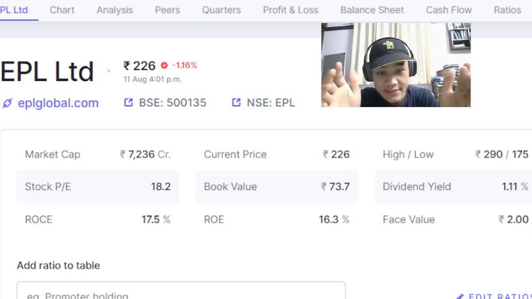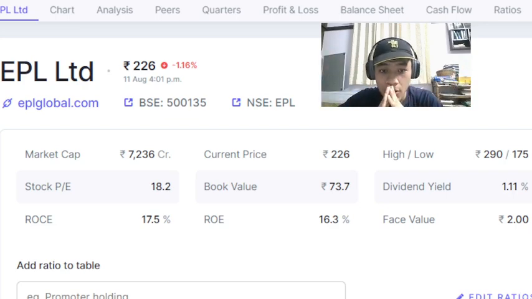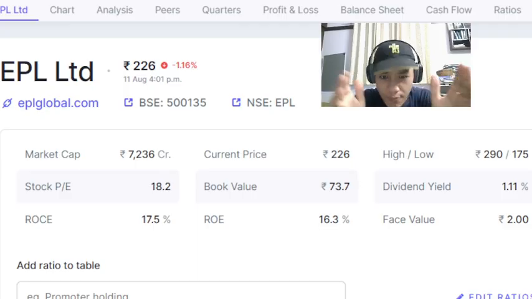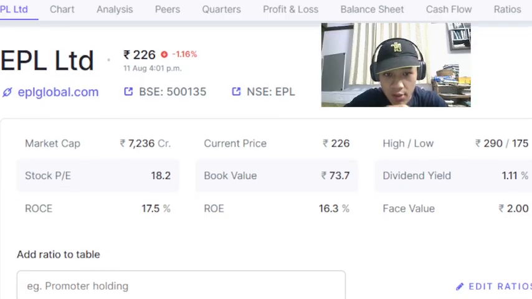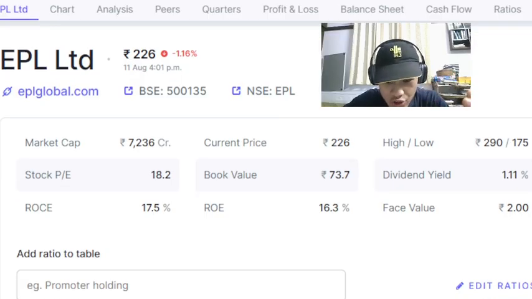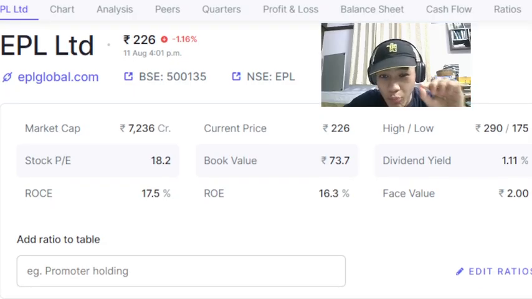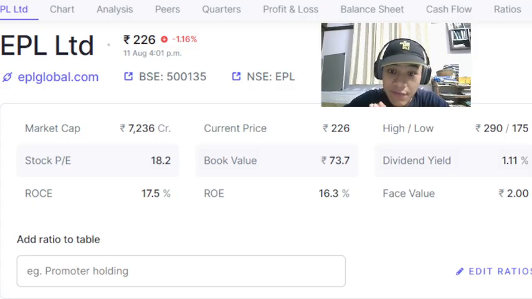EPL Limited is an Indian company. Its current market cap, as we can see, is 7,236 crore rupees approx. Price of one share around 226. Stock PE ratio of 18.2. A dividend yield of 1.11 percent. That means the dividend it pays in a year is around 1.1% of its current market cap.